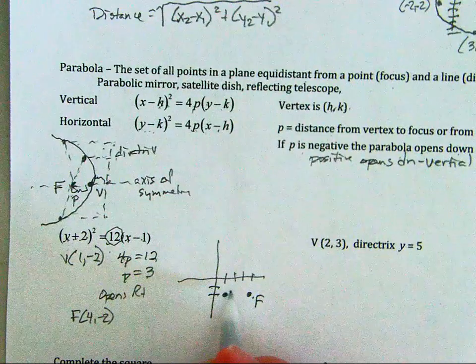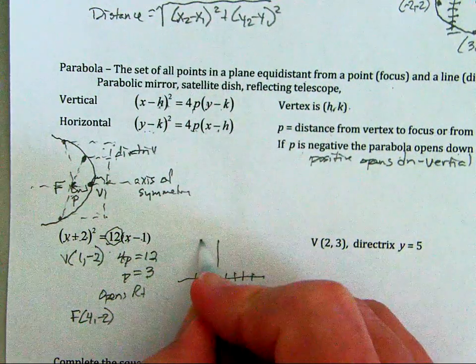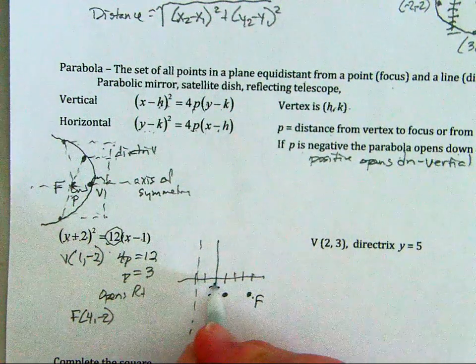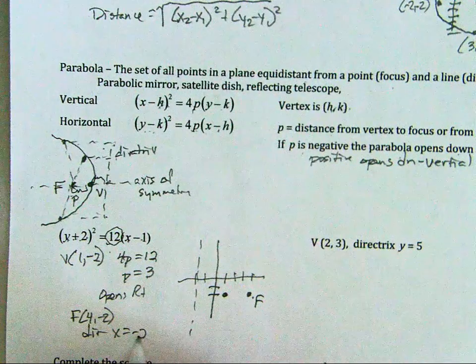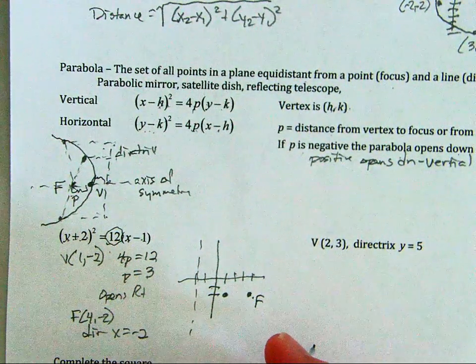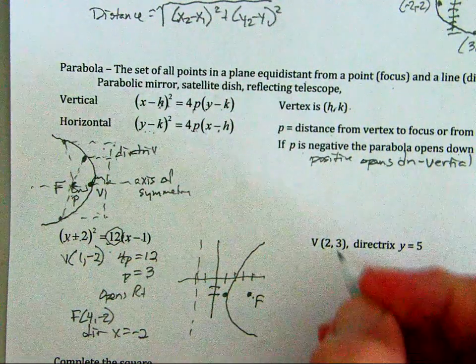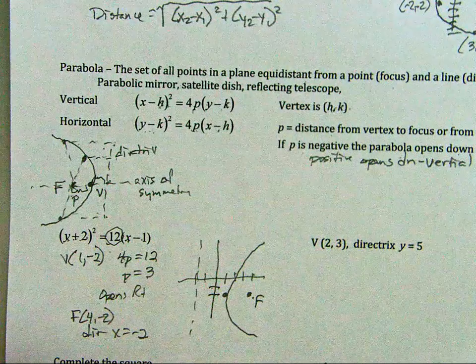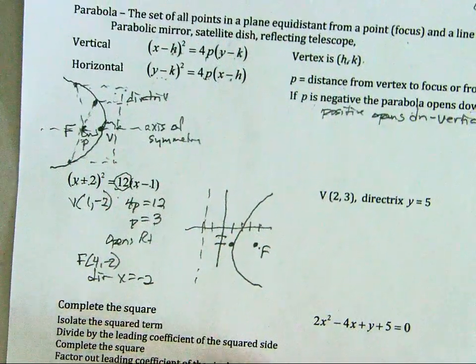Our directrix is in the opposite direction, 3, so it's left 3: 1, 2, 3. So our directrix is right here. That's at x equals negative 2. And then we won't get too specific. We just sketch our parabola in there, and there's our parabola. Okay.